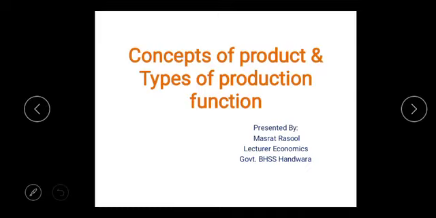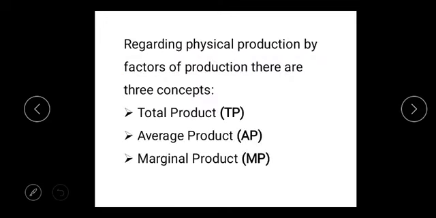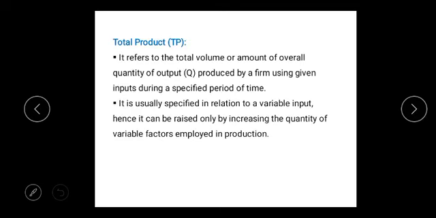In this lecture, we will discuss various concepts of product and the types of production function. Students, regarding physical production by factors of production, or on the basis of productivity of factors of production, there are three important concepts, which are total product, average product, and marginal product. Now we will discuss them one by one in much greater depth in our coming slides.